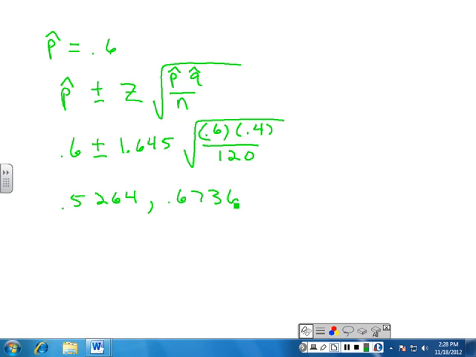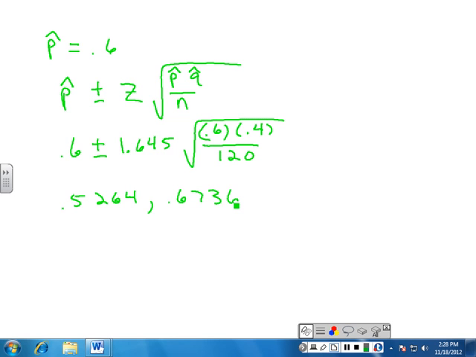I encourage you to use your calculator to verify that that is in fact the right answer. That's stat, test, 1-PropZInt, and you would plug in the 72 and the 120, tell it you have 90%, and go down and hit calculate. I encourage you to do that to make sure you can do it if that was needed on one of the exam problems.